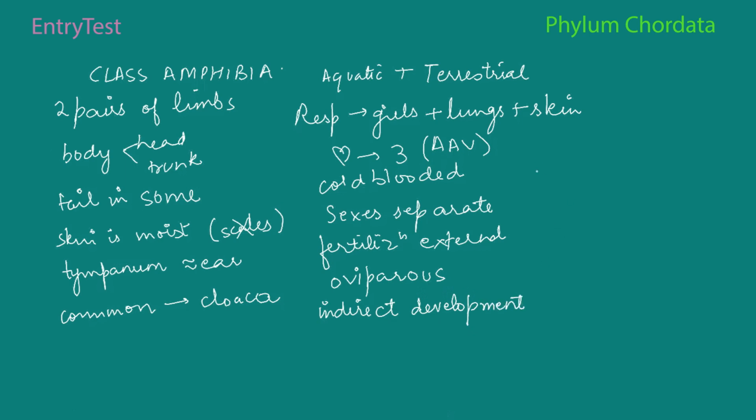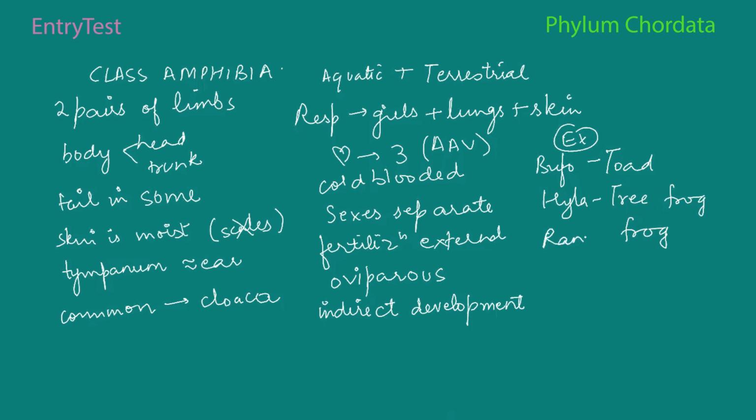Some common examples are Bufo, which is the toad. That is the scientific name of the toad. Then you have Hyla, which is a tree frog. Then the common frog, which is known as Rana. Salamandra, which is the name of the salamander. Next, there is a limbless amphibian also that is known as Ichthyophis.